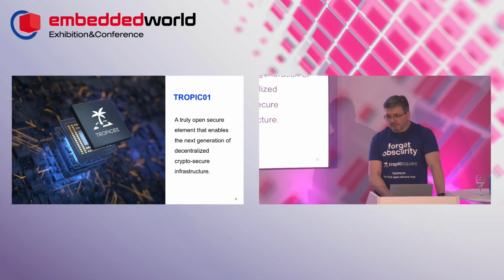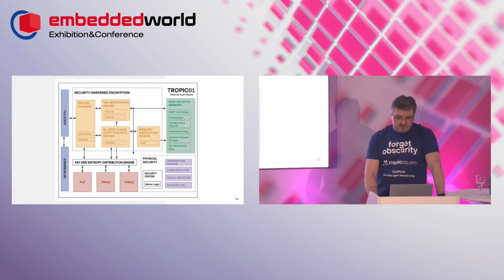So this is our little baby, the TROPIC01 chip, in a tiny 4x4 QFN32 package. It's really a standalone secure element, so you can connect through SPI to your microcontroller and start building this secure ecosystem on your PCB or in your product. It's a bit of a block diagram. You will find it on our website.